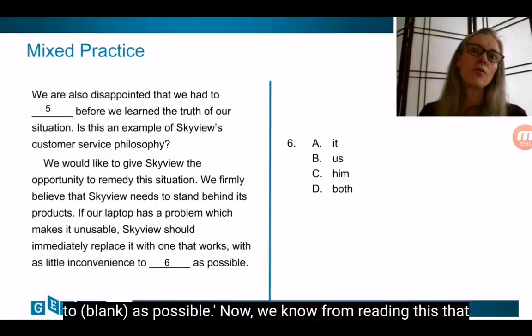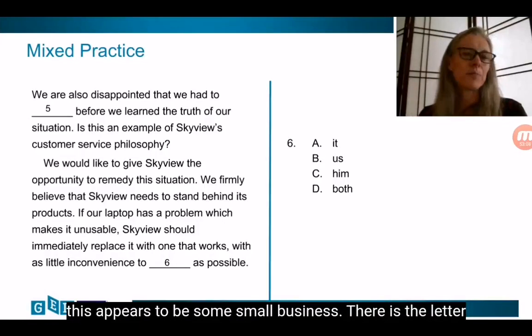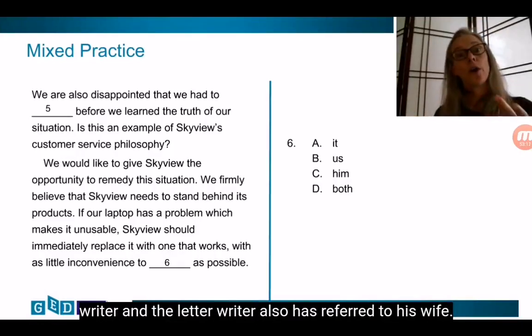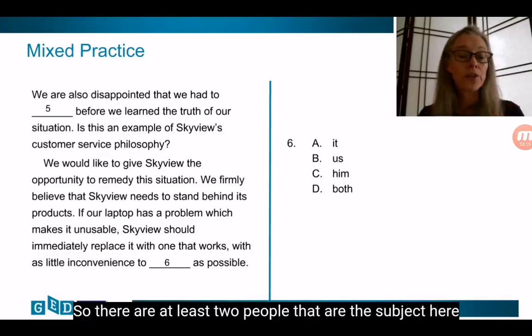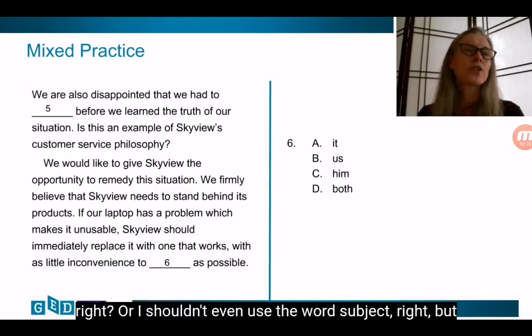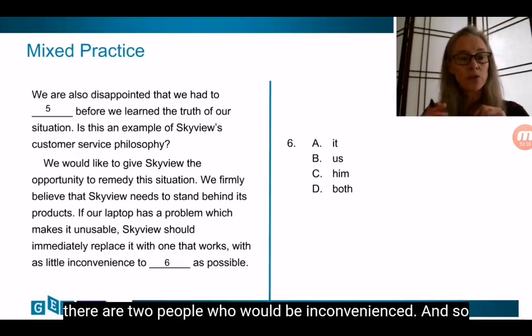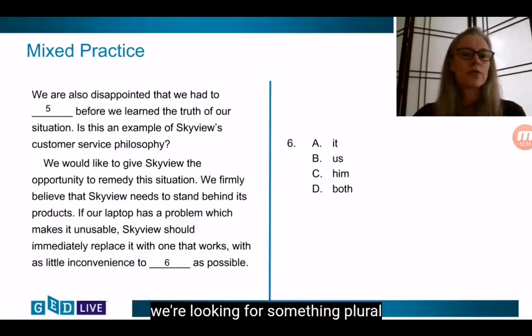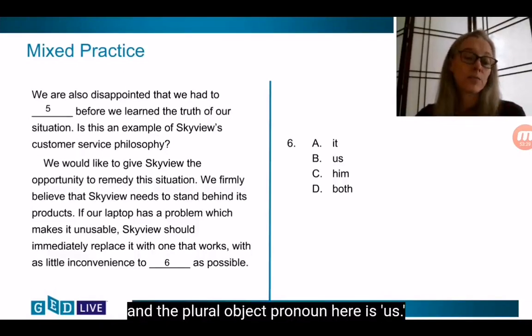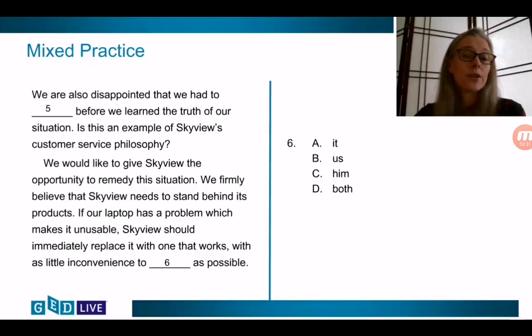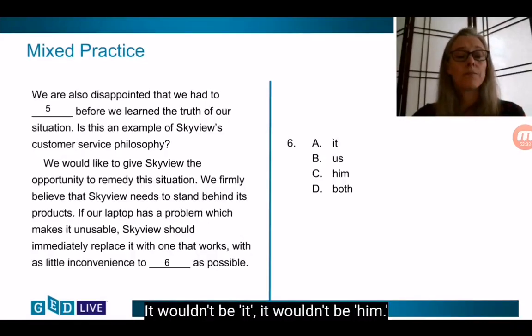Now, we know from reading this that this appears to be some small business. There is the letter writer, and the letter writer also has referred to his wife. So there are at least 2 people that are the subject here, right? Or I shouldn't even use the word subject, right? But there are 2 people who would be inconvenienced. And so we're looking for something plural. And the plural object pronoun here is us. Right? It wouldn't be him.